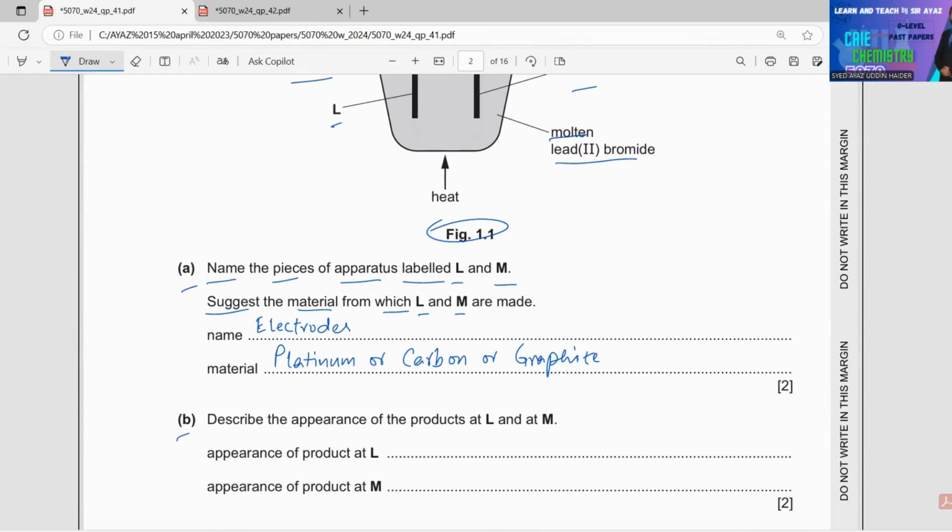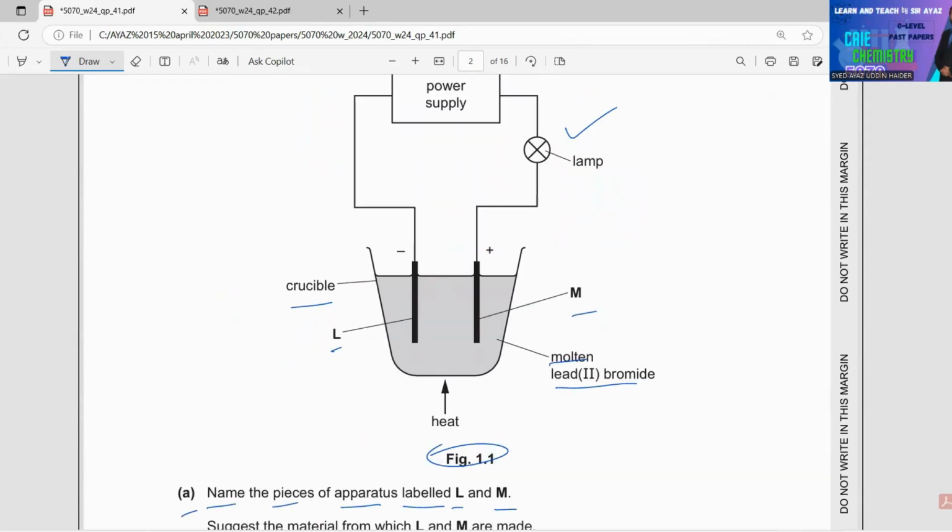B. Describe the appearance of the products at L and at M. So first of all, you should know what you are getting at L and M. L is the cathode. And M is the anode. So at L, you will be getting lead. And at M, you will be getting bromine.